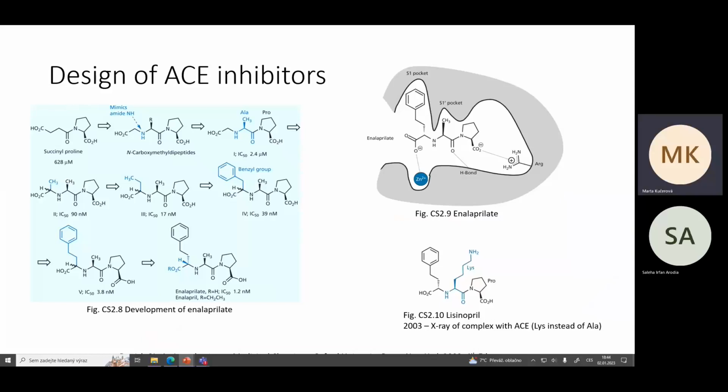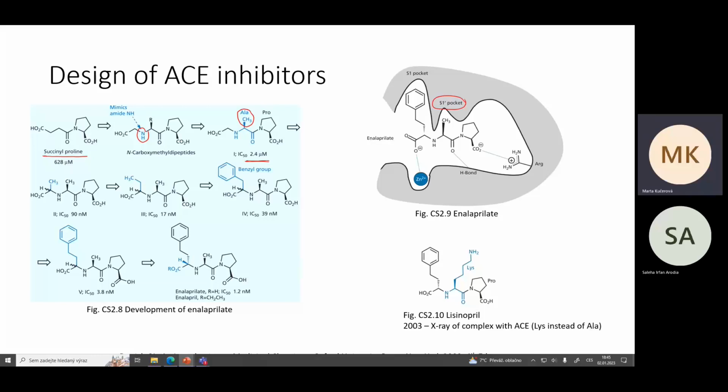And there was another structural optimization that started with the succinylproline by the other company. A secondary amino group was mimicking the peptide bond. There was again a methyl added to fill in the S1 pocket in the protein, and the IC50 value was quite nice.